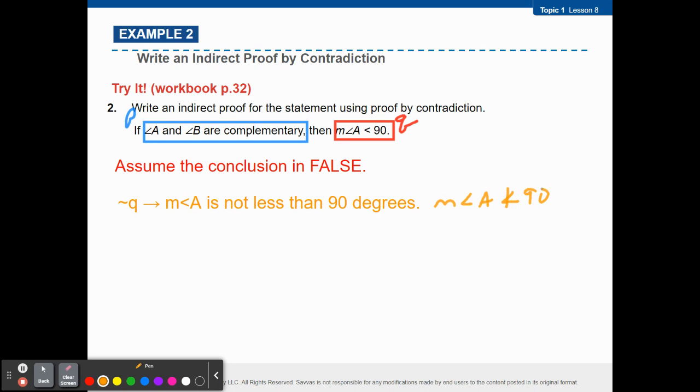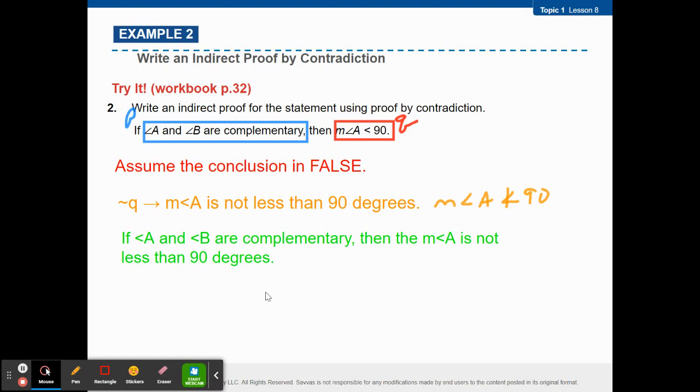How we doing? Questions so far? All right, so this is just what I do in order to show it: I rewrite the conditional with that negated conclusion. So if angle A and angle B are complementary, then the measure of angle A is not less than 90 degrees. Is that true?